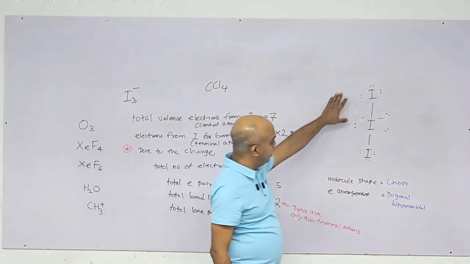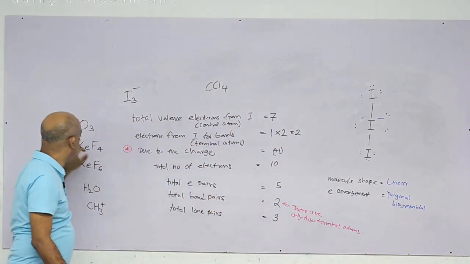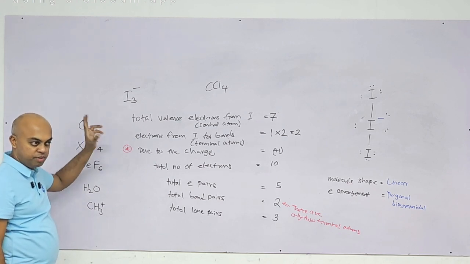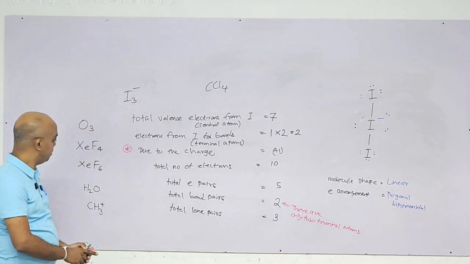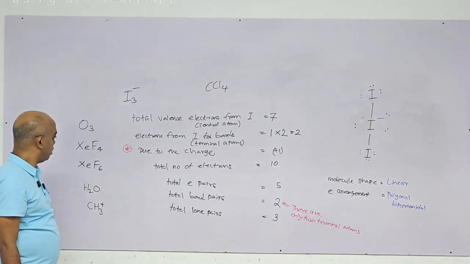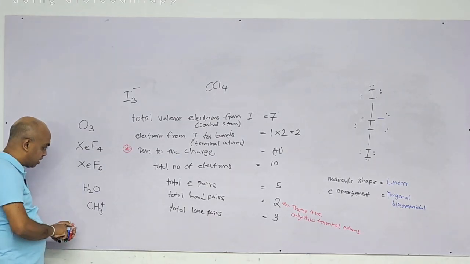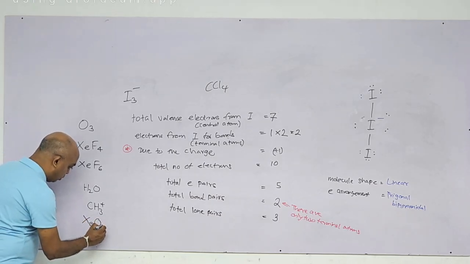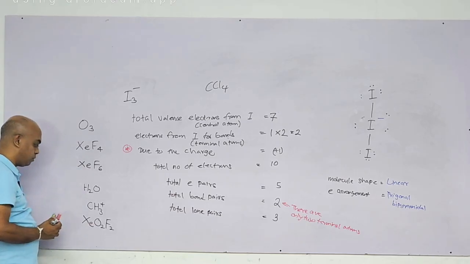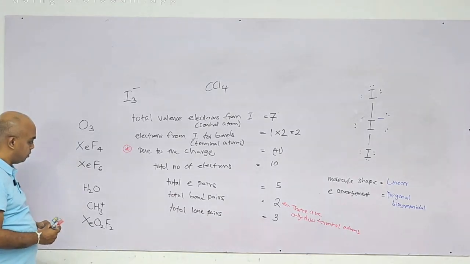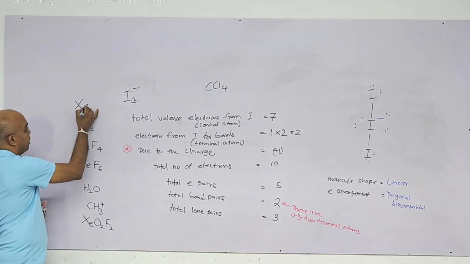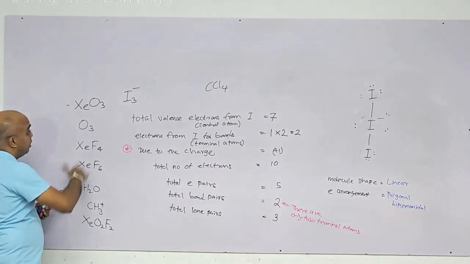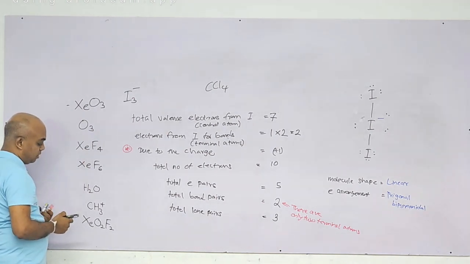Now, the same thing that you did for I3 minus, you have to do for O3, ozone, right? So oxygen would be the central atom and there are 2 leaf atoms from oxygen. Okay. XeO2F2, and the other one is XeO3. XeO3.